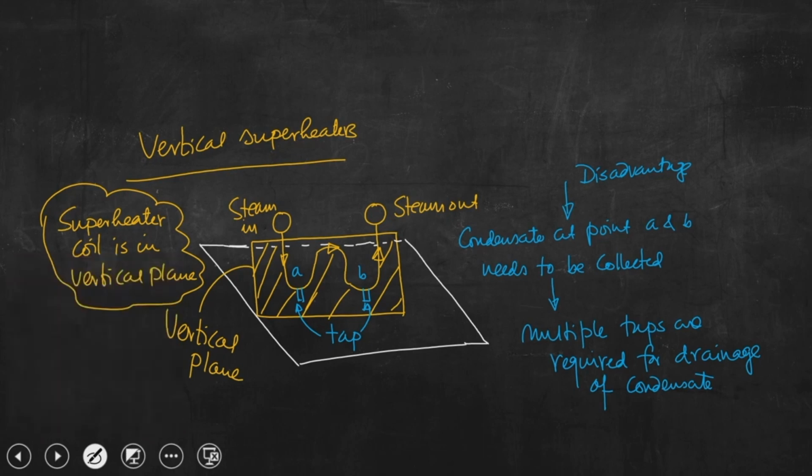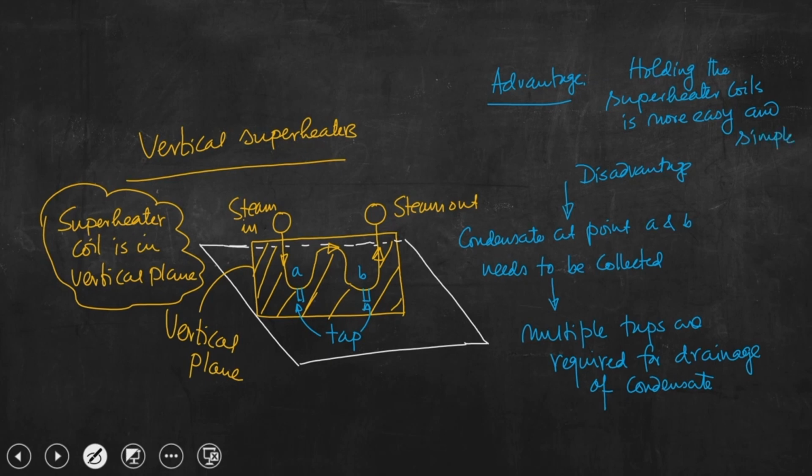The advantage you should also mention is that holding this superheater coil is more easy and simple, because it is hanging from the roof of the boiler. So, this is the vertical superheater.